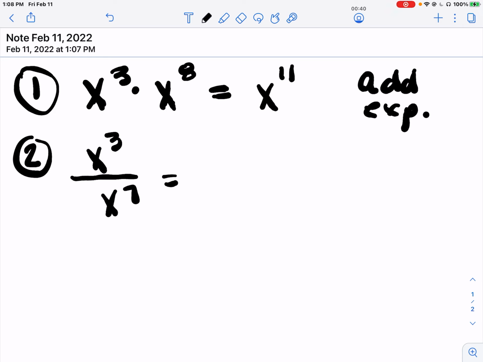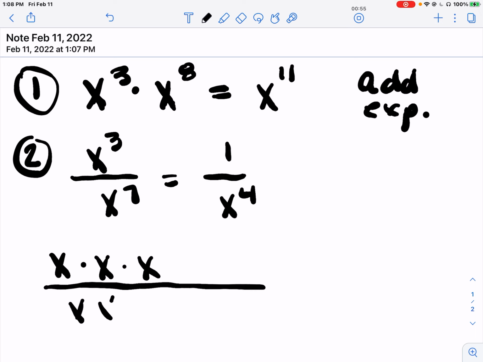okay, we have our shortcut rule where you say 7 minus 3 is 4 and the bigger numbers on bottom. Or you can write them out. There's 3. There's 7. Okay, so 3 cancel and there's still 4 on bottom.